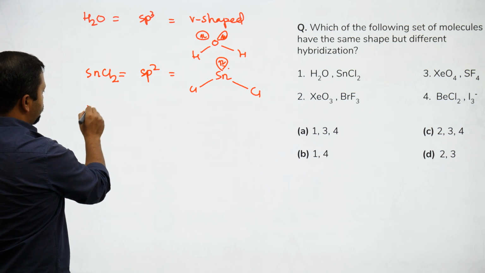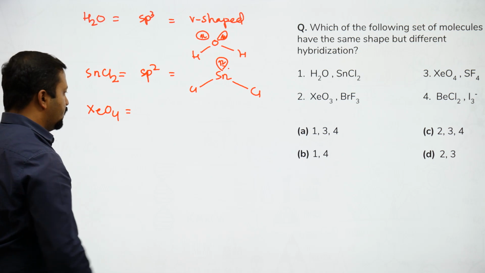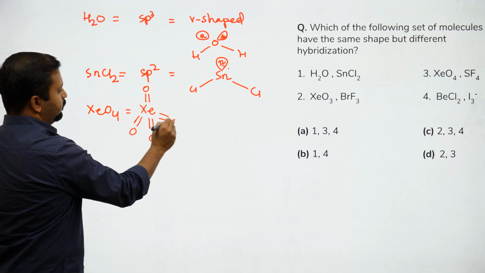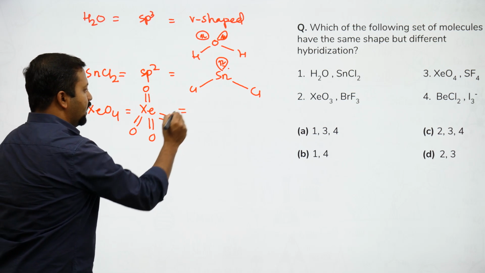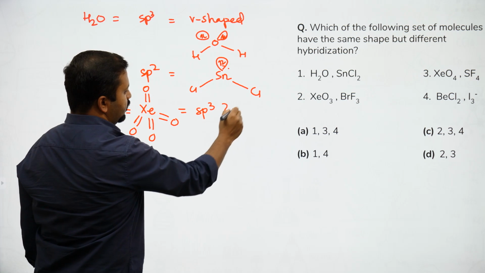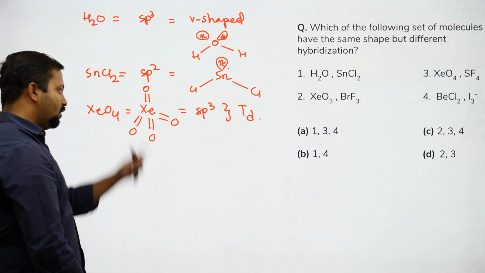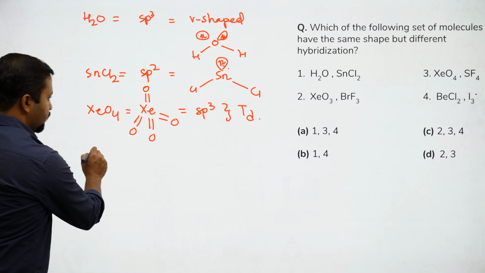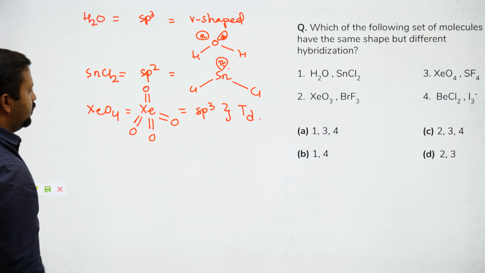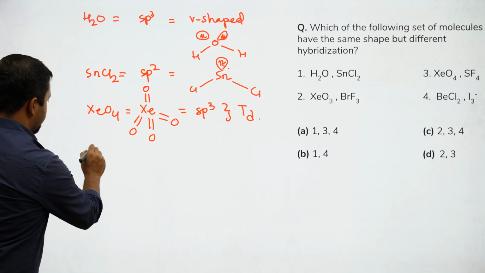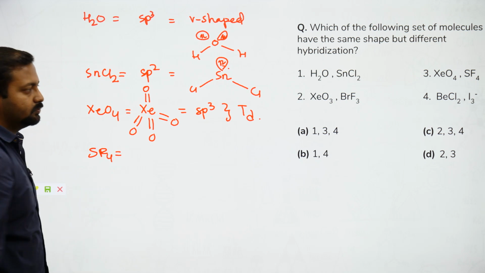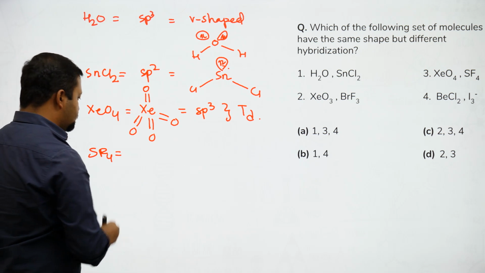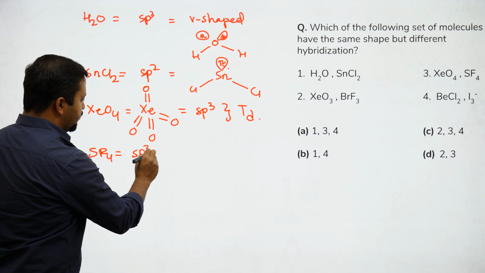Let's take XeO4. This is XeO4. Hybridization is sp3, tetrahedral. Why tetrahedral? All bonds are sigma bonds which are utilized for hybridization. Okay. Next, SF4. 6 plus 4, 10. 10 means sp3d hybridization.